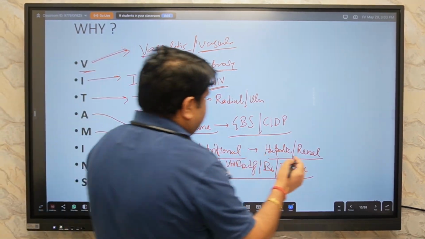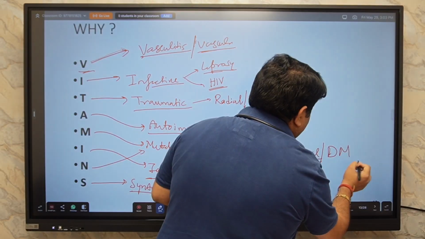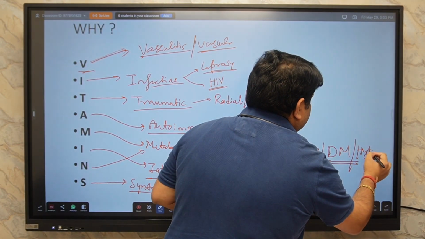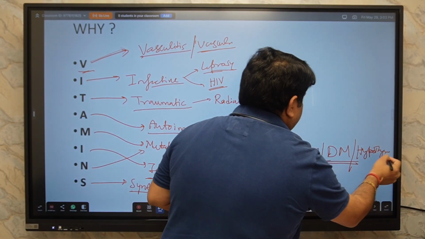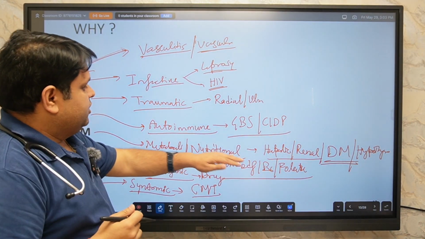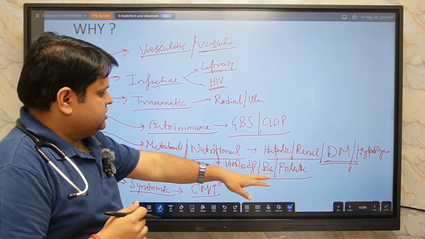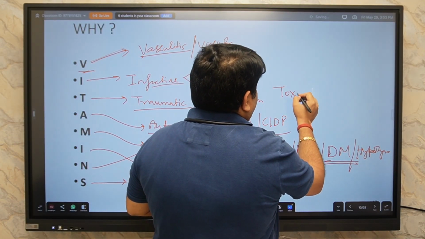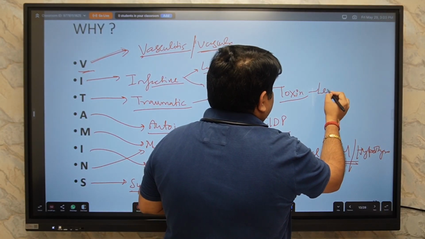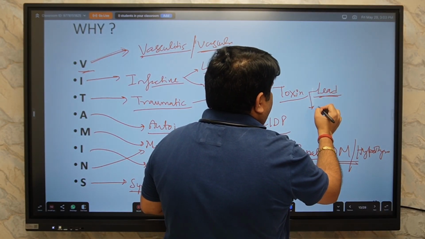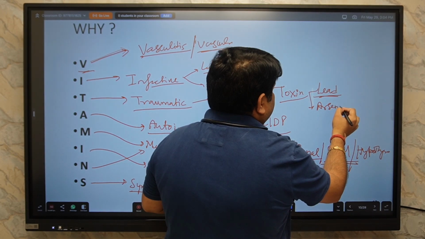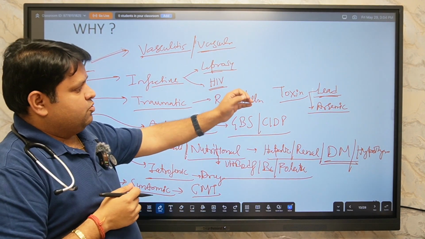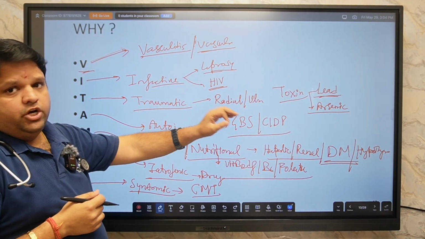In metabolic, there is diabetes. I forgot, it is the most common cause of peripheral neuropathy. So diabetes, hypothyroidism, renal and hepatic failure, nutritional B12, B6 deficiency, folate deficiencies, and toxin-induced also, like lead, which causes a pure motor type of neuropathy. Arsenic is sometimes present in some medication, Ayurvedic or homeopathic medication, and may be a cause of toxin-induced neuropathy.